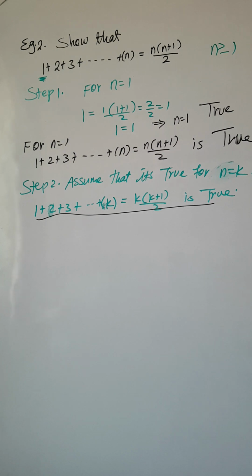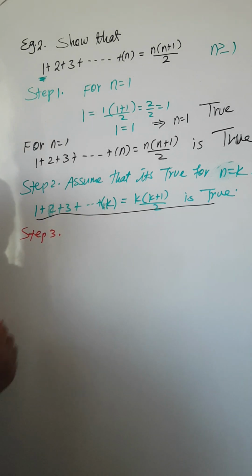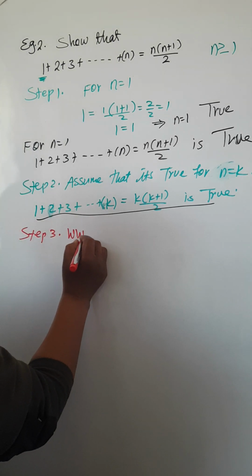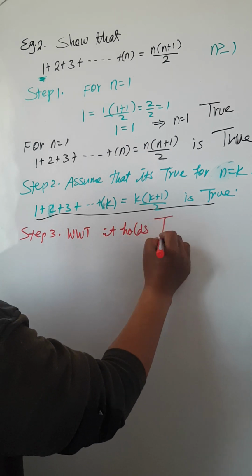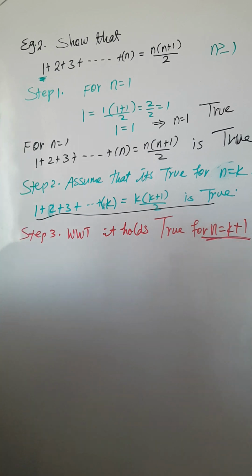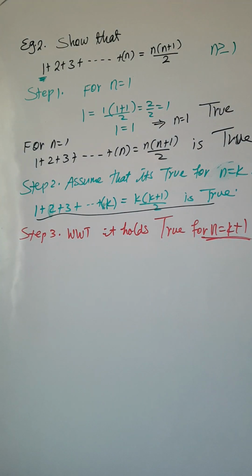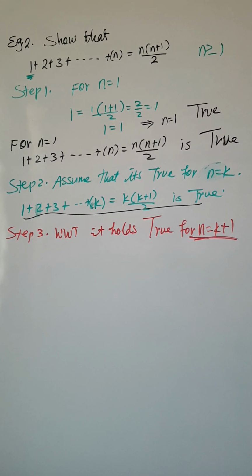So our third step, and the critical step, is step 3. We want to show that it holds true for n is equal to k plus 1. This is a critical step, supported by the second step. So how can we write this series for n is equal to k plus 1 is the vital thing to keep in mind.